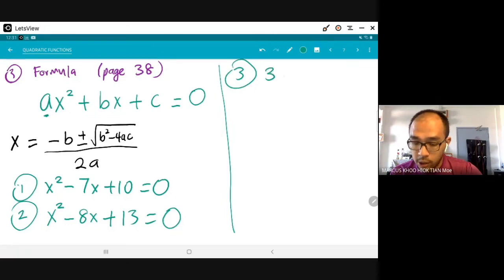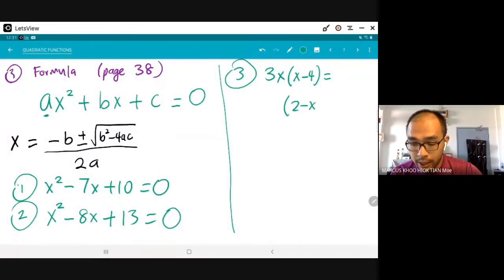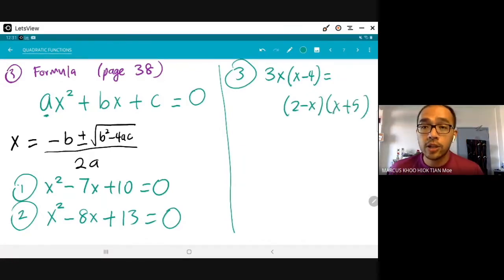Okay, and then the third one, ini saya bagi yang complicated sikit lah. 3x times x minus 4 equals to 2 minus x and x plus 5. Okay, I'm going to give you these three first. Try these three. I give you maybe about 15 minutes.